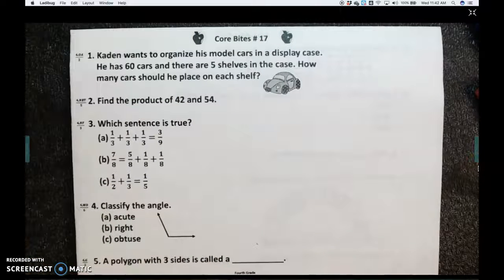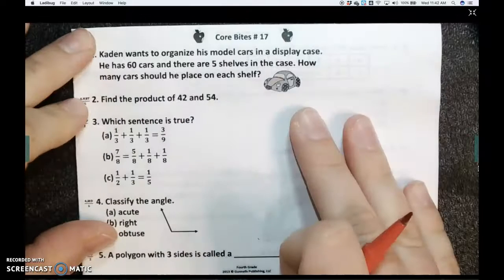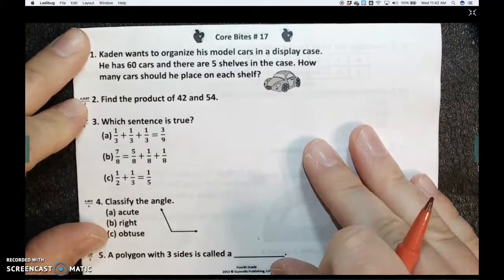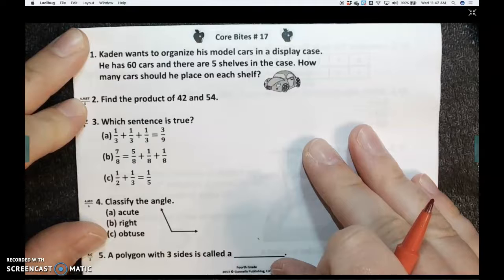All right, everybody, this is your Core Bites number 17, so let's make sure you make your corrections. Number 1 says, Caden wants to organize his model cars in a display case. He has 60 cars and there are 5 shelves in the case. How many cars should he place on each shelf?